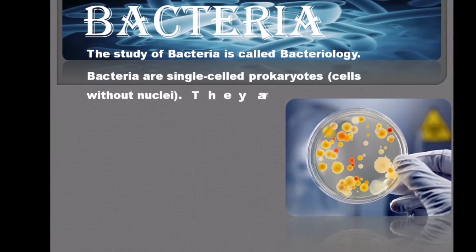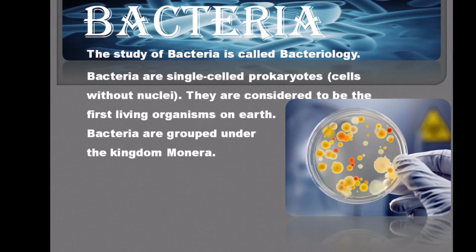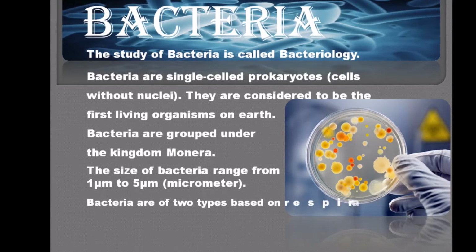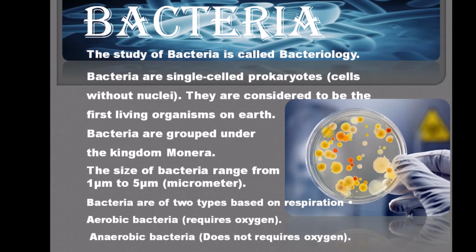Bacteria are single-cell prokaryotes, which means they do not possess proper nuclei. They are considered to be the first living organisms on Earth. Bacteria are grouped under the kingdom Monera. The size of bacteria ranges from 1 μm to 5 μm. Bacteria are of two types based on respiration: aerobic bacteria, which require oxygen, and anaerobic bacteria, which do not require oxygen.